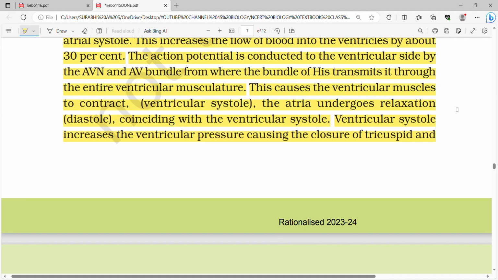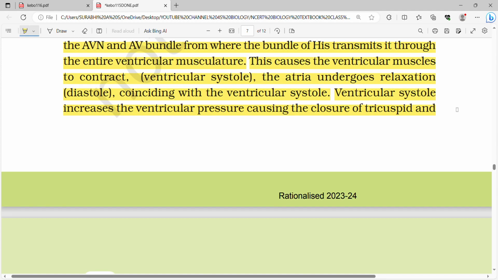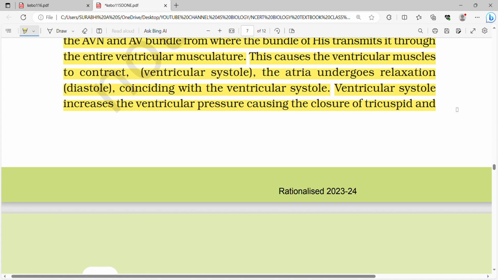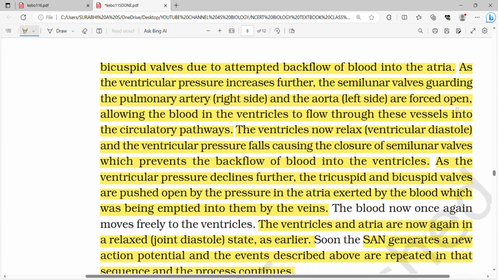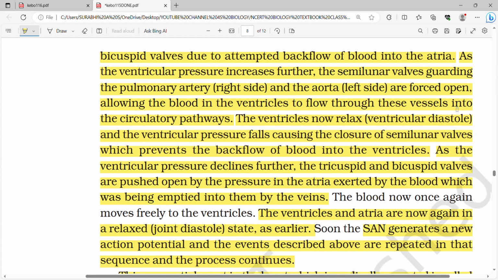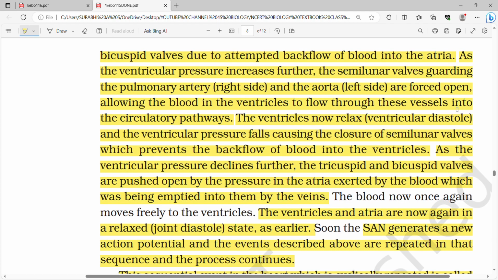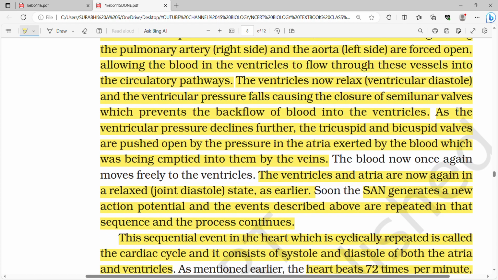Then the atria undergo relaxation, that is diastole, coinciding with the ventricular systole. Ventricular systole increases the ventricular pressure, causing the closure of the tricuspid and bicuspid valves due to attempted backflow of blood into the atria. As the ventricular pressure increases further, the semilunar valves guarding the pulmonary artery on the right side and the aorta on the left side are forced open, allowing the blood in the ventricles to flow through the vessels into the circulatory pathways. The ventricles now relax and the ventricular pressure falls, causing the closure of the semilunar valves, which prevents the backflow of blood into the ventricle.